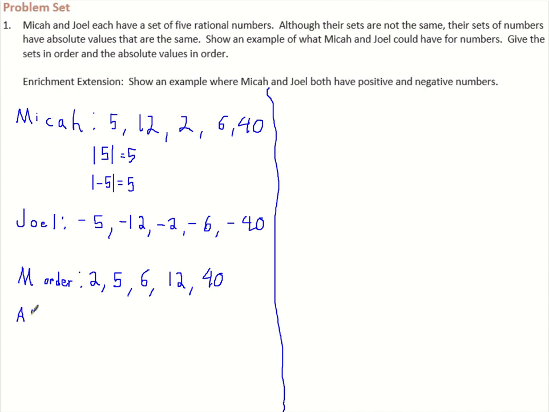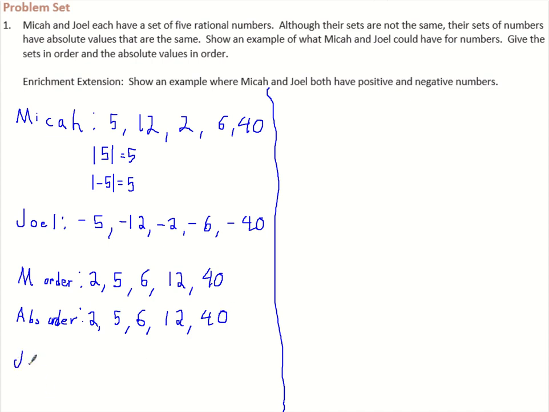Now what we're going to do is our absolute value order, ABS order. And here's the good news. Since these are all positive numbers, the order of my absolute value is going to be the exact same as Mika's order here. So it's going to be 2, 5, 6, 12, and 40.